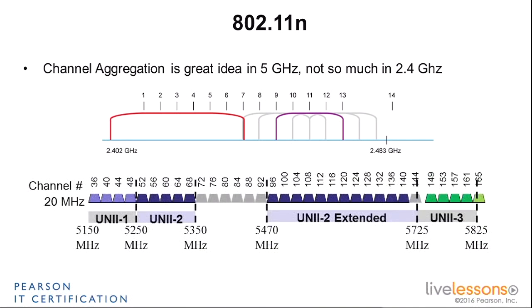In 5 gigahertz, oh yes, definitely. Here, there is a lot of space. So again, in Cisco equipment, you can use channel aggregation in 5 gigahertz without any problem, but not on 2.4.